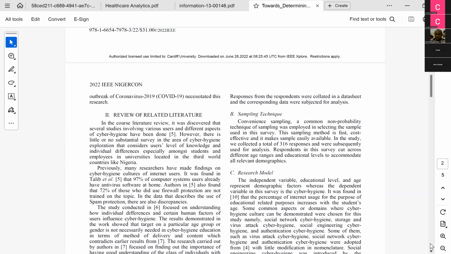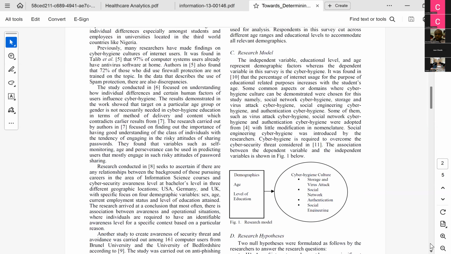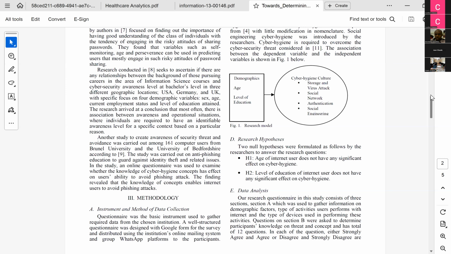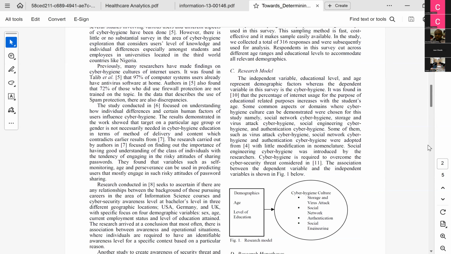Okay, so you can see the first view of the paper. You can see our literature review. It's just very small pages. The method, you see the method we used. It's a very high level work. You can see sampling techniques, research models. It doesn't need to be very deep because it's a literature review.